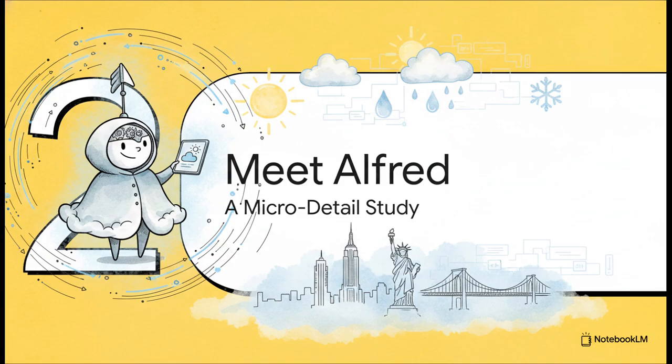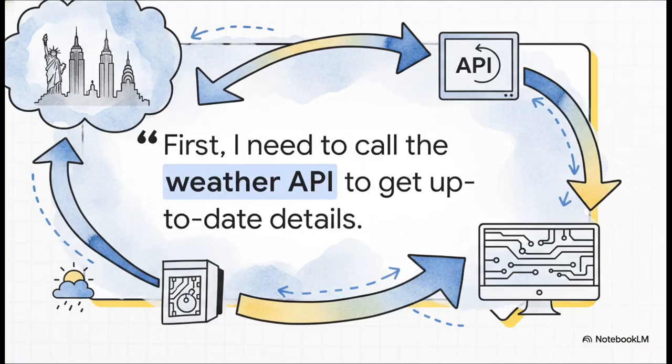Moving on to section 2, let's actually see this in practice. Let's meet Alfred the agent for a case study in those micro details. Imagine we ask Alfred, our weather agent, for the current weather in New York. This right here is Alfred's literal internal monologue during the thought phase. Notice how it doesn't immediately spit out a guess. Instead, it breaks the problem down. It identifies the goal, checks its available resources, and sets an immediate objective to call the API. It's planning before it ever acts.